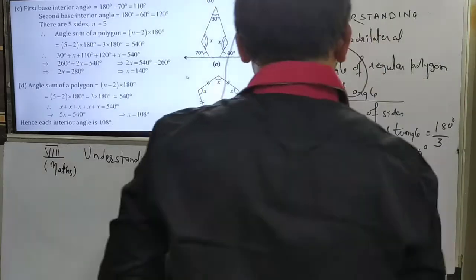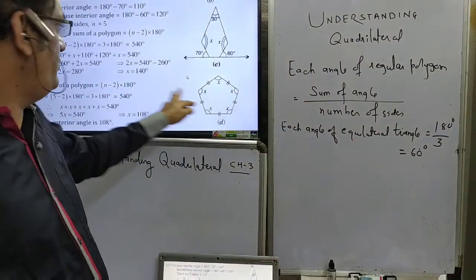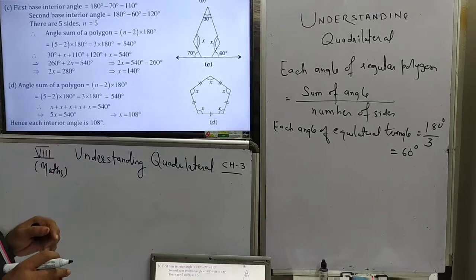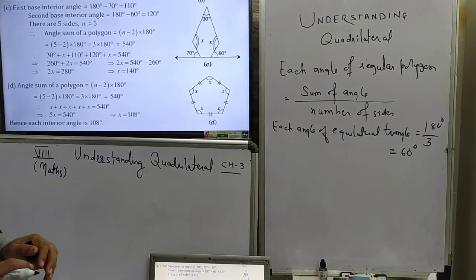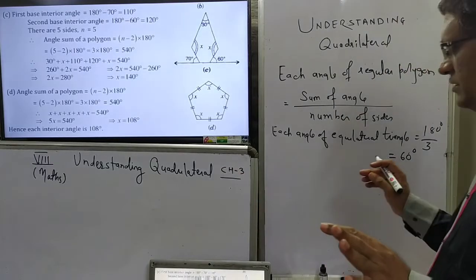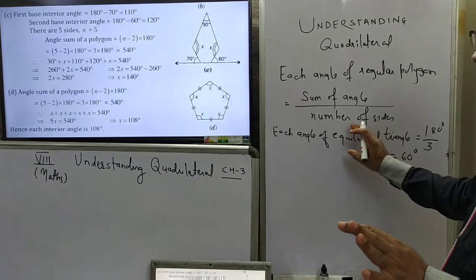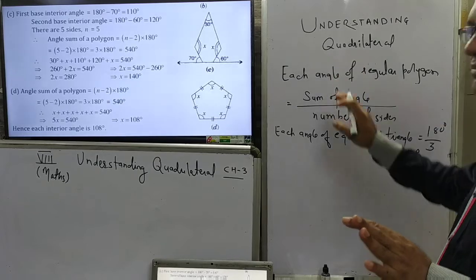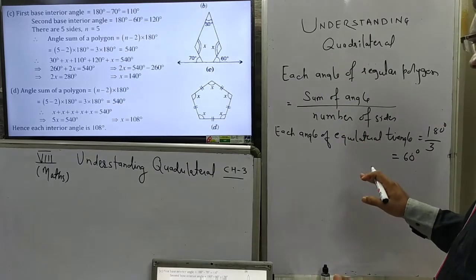Now let us take this problem. Before taking this problem, because this problem is based on the angle sum of each angle of regular polygon. Now you know the angle sum property, we have already taken angle sum property of polygon. Now regular polygon consists of equal angles as well as equal sides.